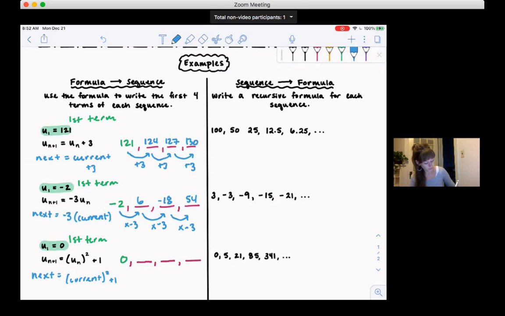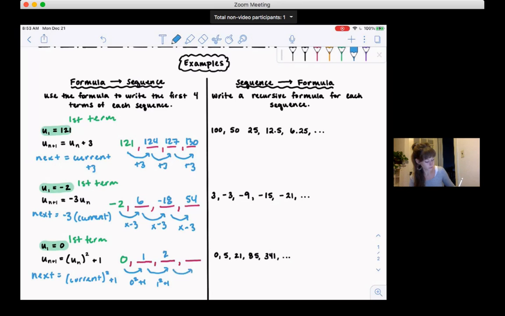To get from 0 to the next term, we would do 0 squared plus 1. So 0 squared is 0, plus 1 is 1. Then to get to the next term again, we would do 1 squared plus 1. 1 times 1, or 1 squared, is just 1. Add 1, we get 2.